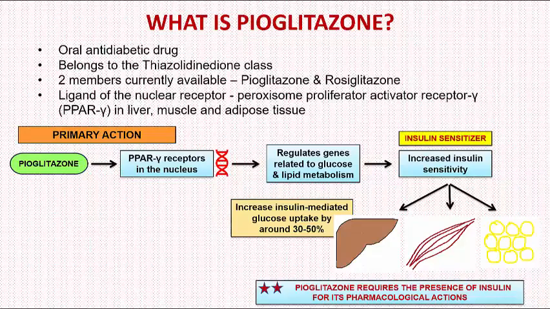Hence, it is obvious that pioglitazone requires the presence of insulin for its pharmacological actions and is therefore not indicated in type 1 diabetes mellitus, where there is an insulin deficiency.